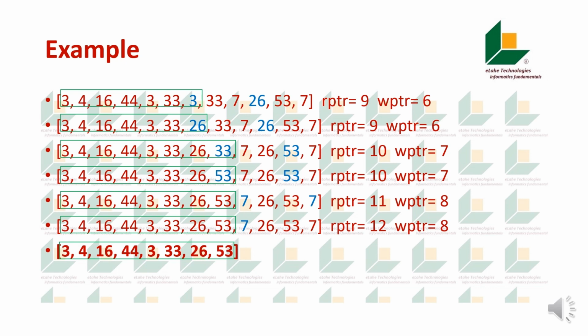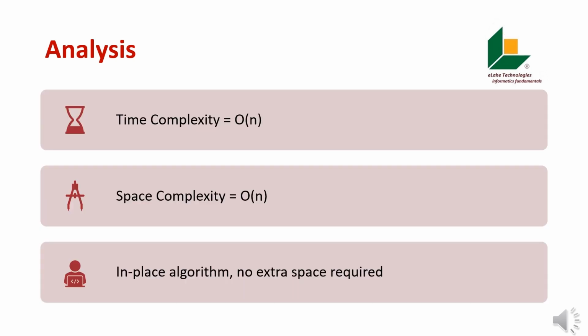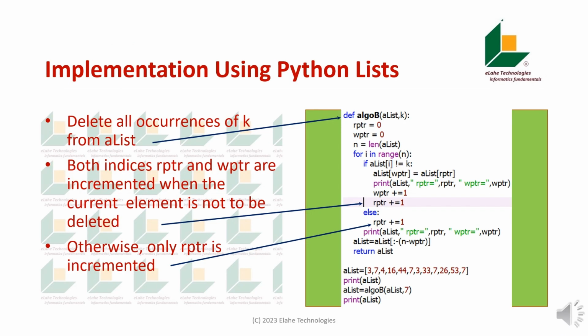Note that wptr was always less than or equal to rptr and this helps in achieving an in-place algorithm. The algorithm runs in order n time and takes order n space. It is an in-place algorithm with no extra space required other than what is used for storing the data. Here we share a Python implementation. You may treat this as pseudocode for further implementation in other languages.